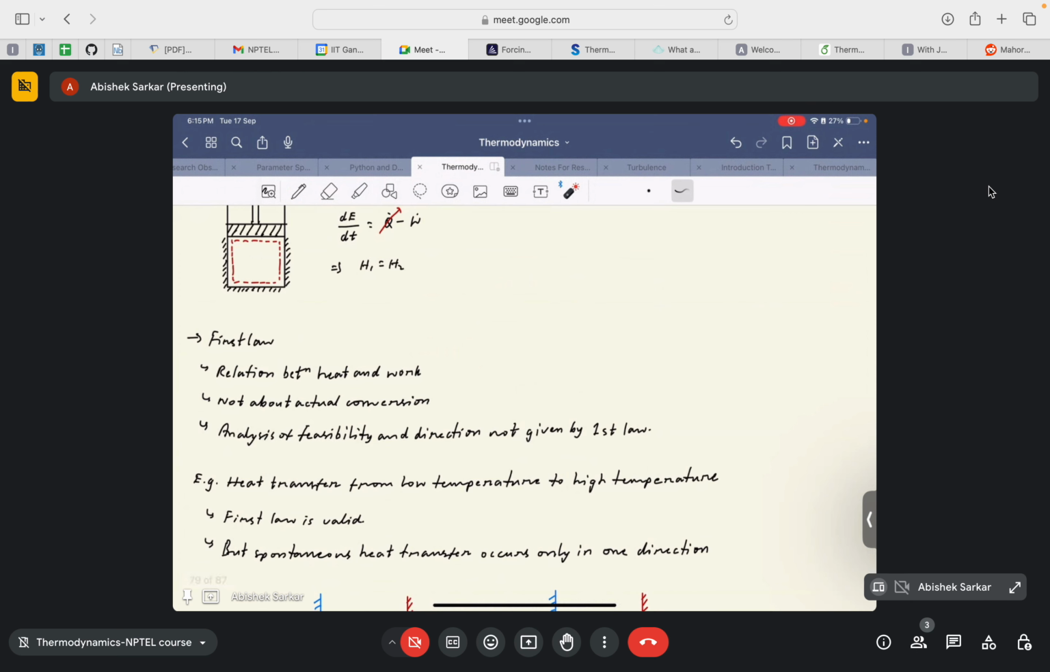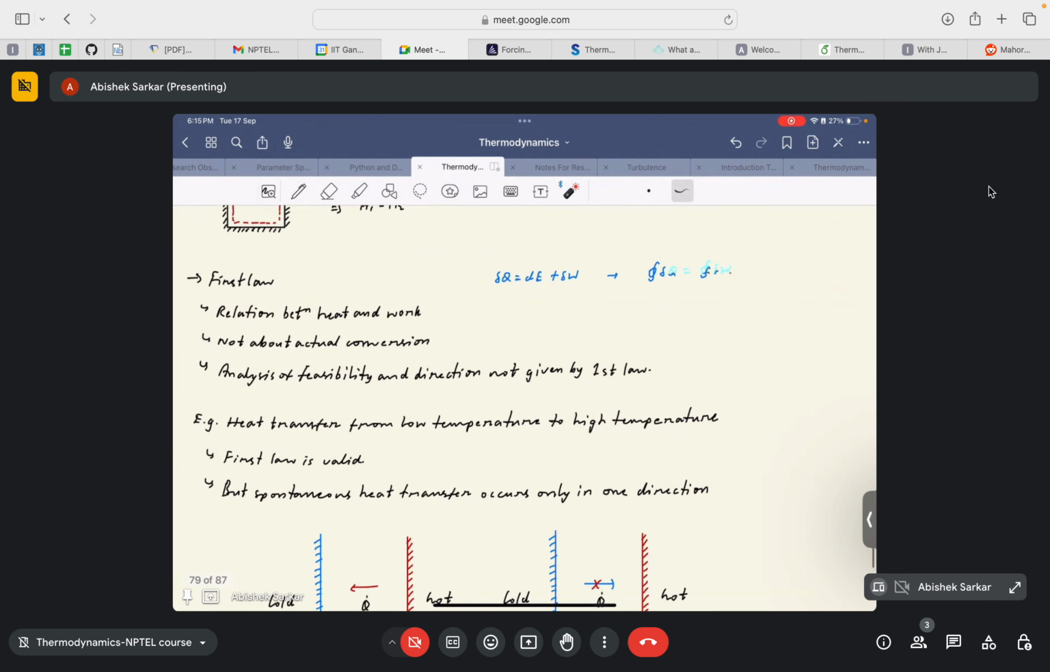We get the relationship between heat and work, that is, delta Q is equal to dE plus delta W. Or for a cyclic process, the cyclic integral of the net heat interaction is equal to the cyclic integral of the net work interaction. This is the relationship between heat and work interaction that we get from the first law of thermodynamics. Moreover, we are also introduced to a new thermodynamic property, that is the energy of the system, or the internal energy of the system, if the kinetic and the potential energies are negligible.